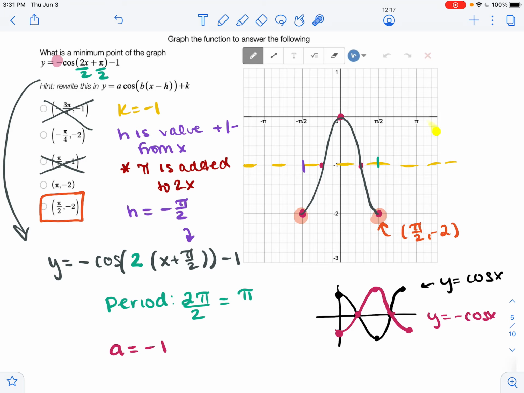Okay, you can see that if you were to repeat this cycle over and over again, pi is actually going to hold a maximum point, and that negative pi over 4 actually holds a midline point.